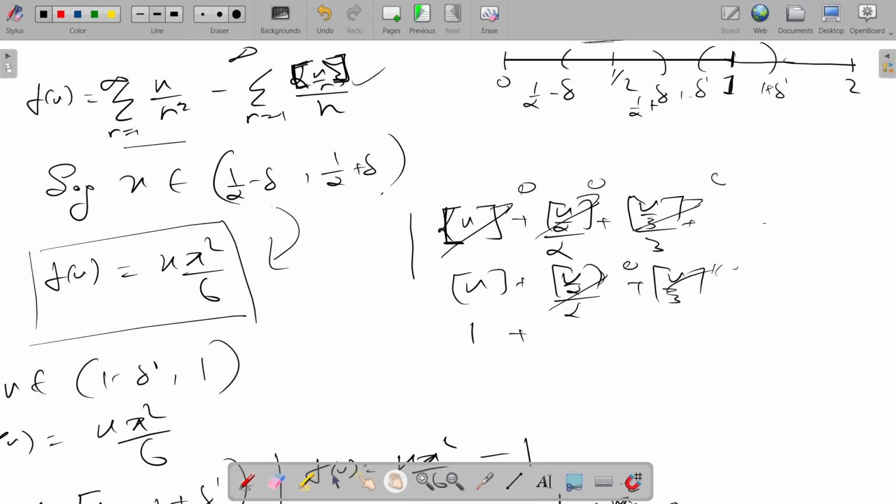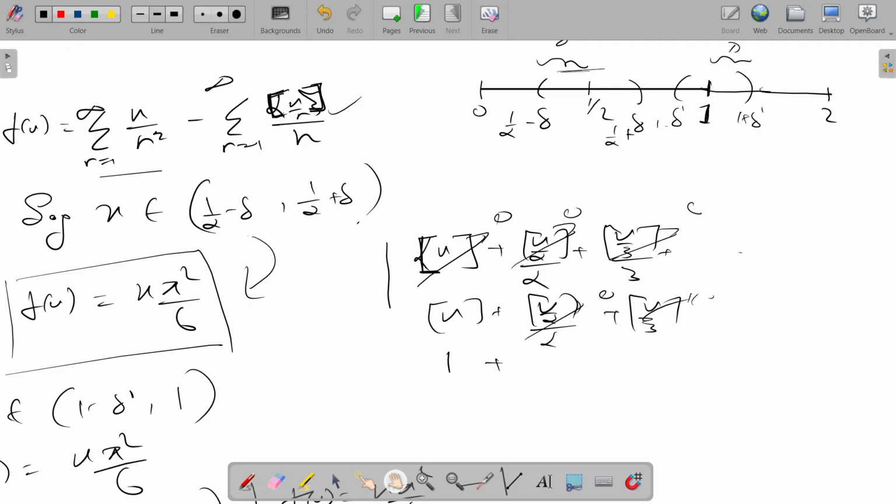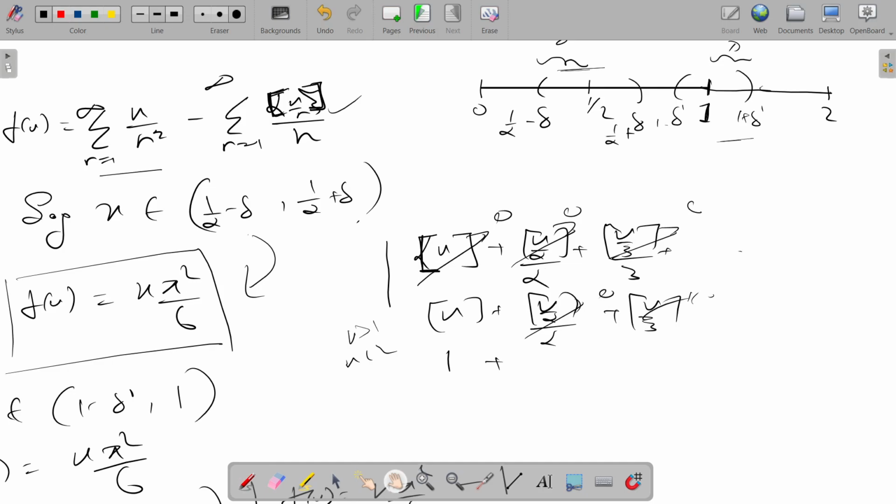Once again, the floor will be 1 when x is greater than 1 and less than 2, because the other terms will all go to 0.